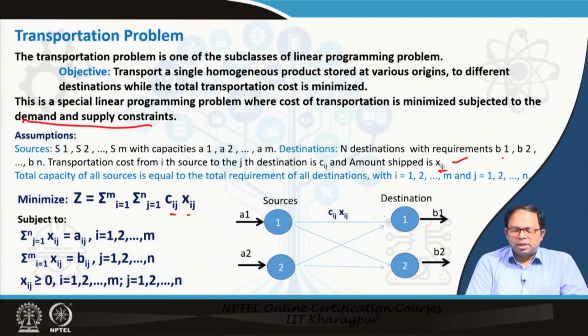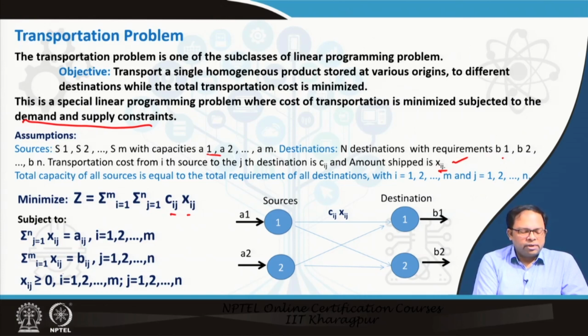direction, or that particular route, and then we sum it over for all i and all j, where i is equal to 1 to m, and that is for all the different capacities that are available, and then summation over i equal to 1 to m, and then j equal to 1 to n, and j is all the requirements.